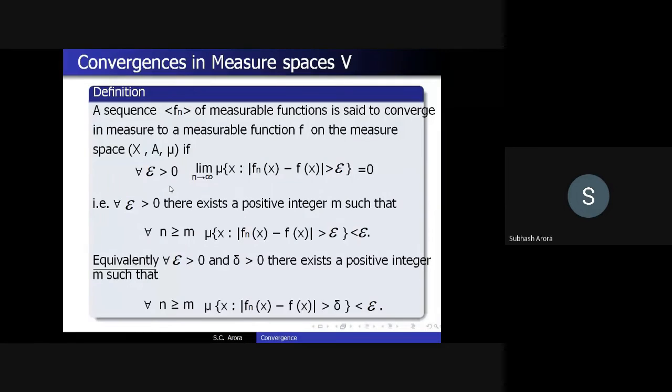if for every epsilon greater than 0, the limit of the sequence of real numbers mu of all those x such that |Fn(x) minus f(x)| is greater than epsilon, as n tends to infinity, is equal to 0. That is, for every epsilon greater than 0, there exists a positive integer m such that for all n greater than or equal to m, mu of all those x such that |Fn(x) minus f(x)| is greater than epsilon is less than epsilon. Equivalently, in terms of epsilon and delta, I told you the definition.